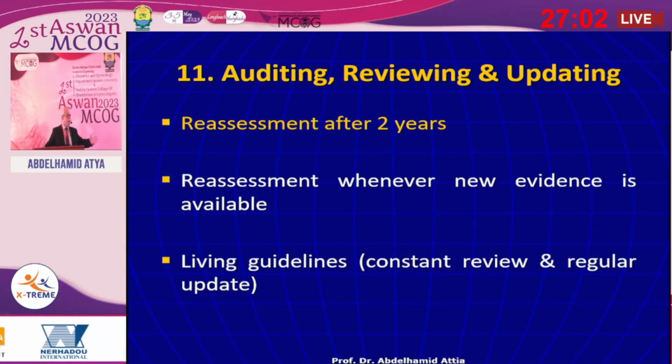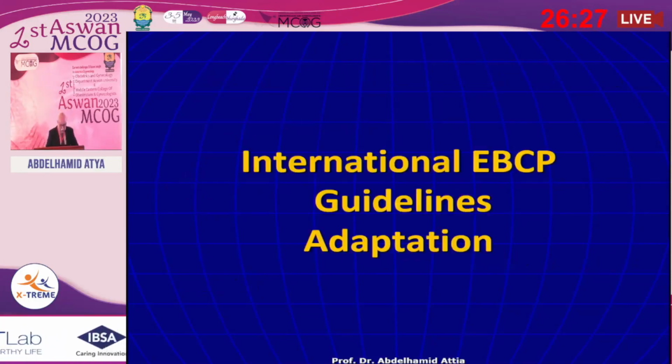The final phase in international guideline production is auditing, reviewing and updating. Every guideline is reviewed after 2 or 3 years, and any new evidence or any new research should be taken care of and incorporated into the new guideline if it is appropriate to include. And that's why I call these guidelines living guidelines. They always develop. There is a constant review process. There is a regular update of the guideline.